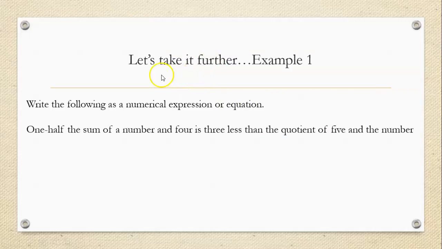So let's take it just a little bit further. Let's write the following as a numerical expression or equation. So this is where you're going to have a combination of things. And we're just going to kind of take it one step at a time. 1/2 the sum of a number and 4. See that? The sum of all of this is 3 less than, remember that's going to be minus 3 off the back of the number, the quotient of 5 and a number. So sometimes you just kind of work through it like a puzzle.